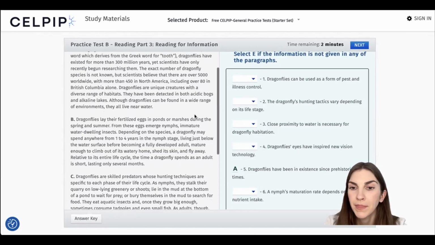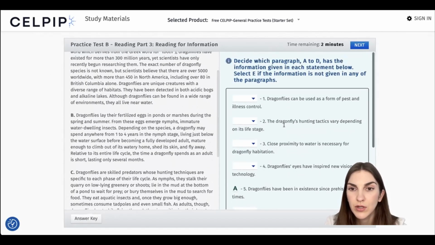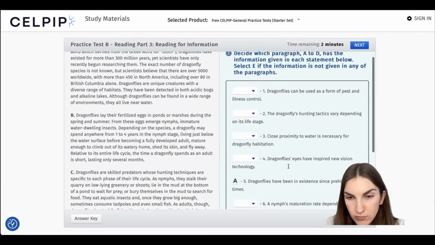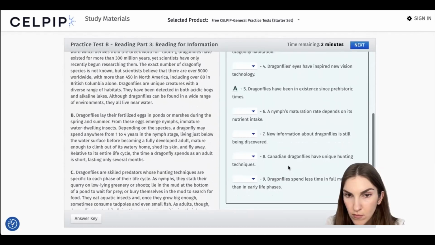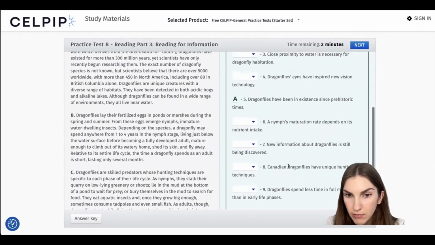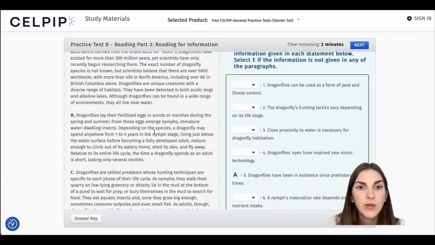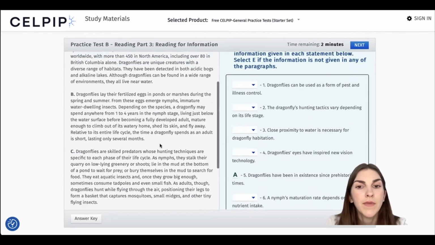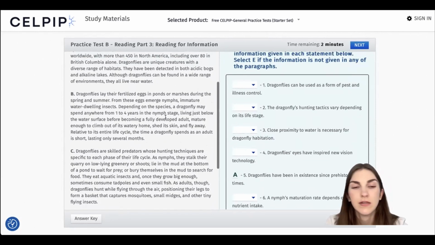So what can we say here? Do we have anything else? I don't think so. Let's move to paragraph B, and then we can come back and choose our answer.